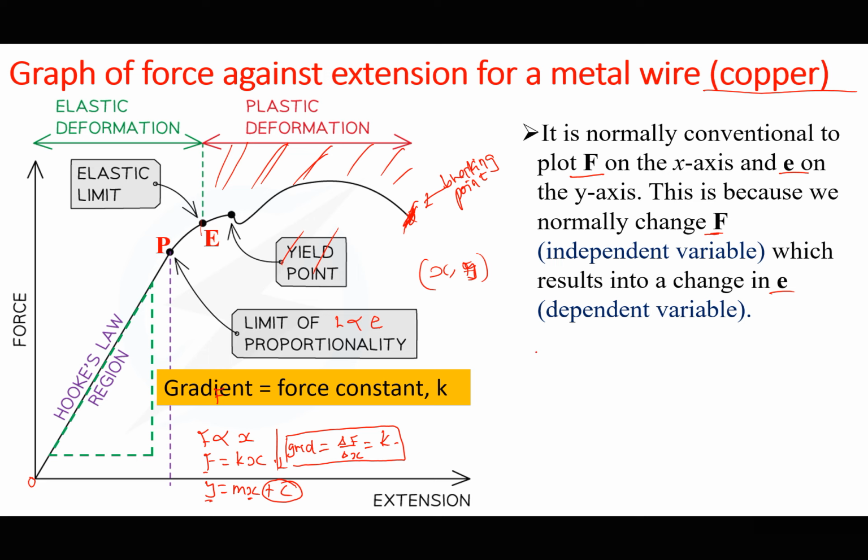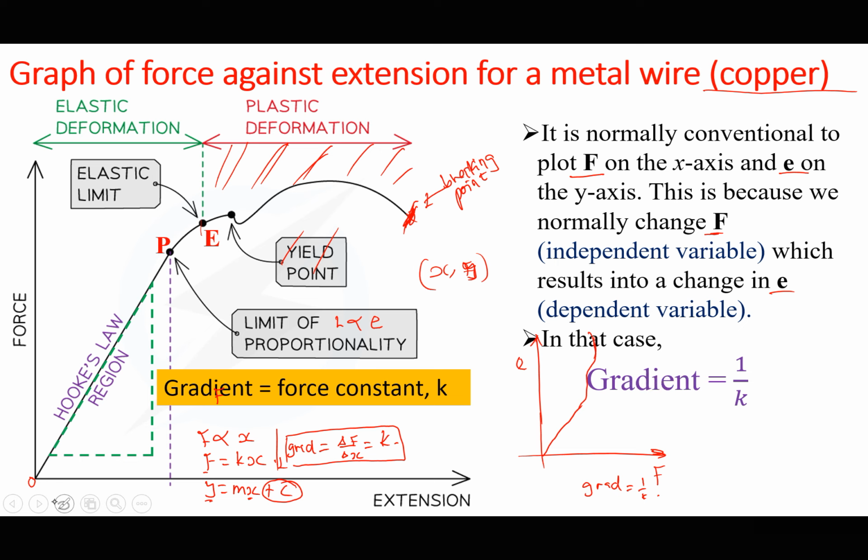If we were to sketch a graph of E against F, because E is dependent and F is the independent variable we are changing, then it will initially also be a straight line, but then it will go upwards like that. In that case, the gradient would be the reciprocal because it is now E against F. So the gradient of the straight line part is going to be 1 over k. So whenever I have a graph of E against F, the gradient is just the reciprocal.